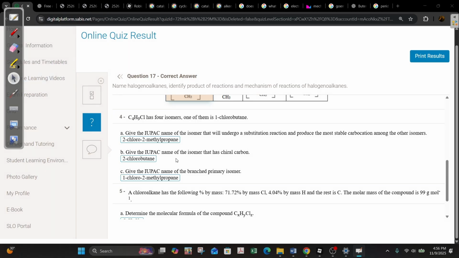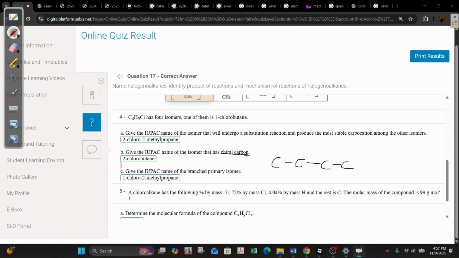Give the IUPAC name of the isomer that has a chiral carbon. So this is just trial and error. But after a long time, you will eventually find that this, what is it? Oh, my bad. It's 2-chlorobutane. You just have to keep trying and see when it has a chiral carbon.